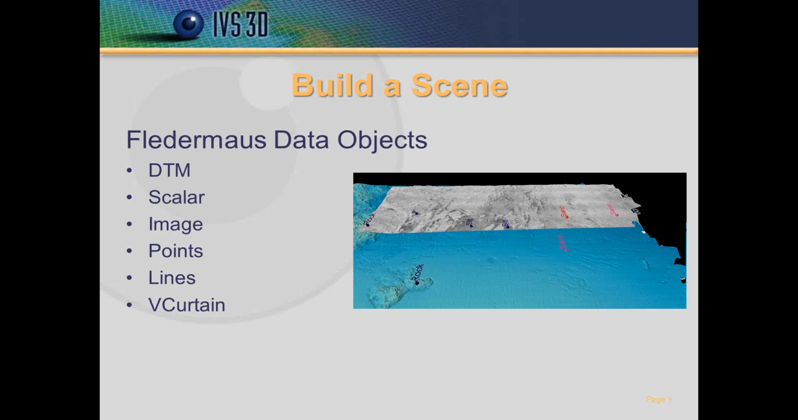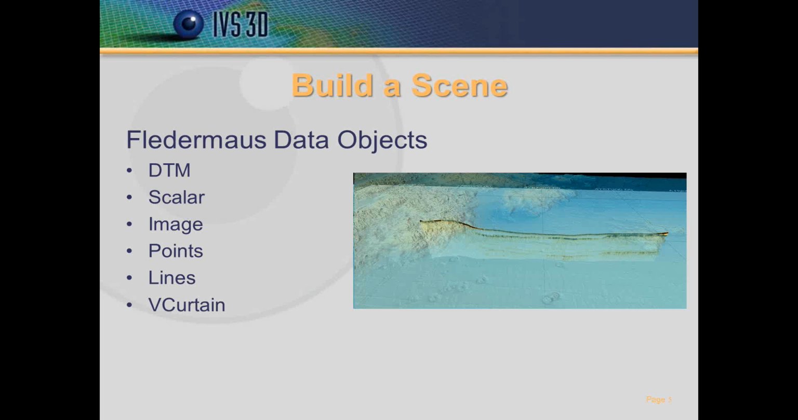You can also register an existing interpretation as a line object, or the other type of information people tend to bring in is sub-bottom data, and these are generally brought in as vertical curtains, and you can play around with the transparency on your DTMs to show your sub-bottom data relative to your surface data, and this may help you make decisions about what's going on across an area.